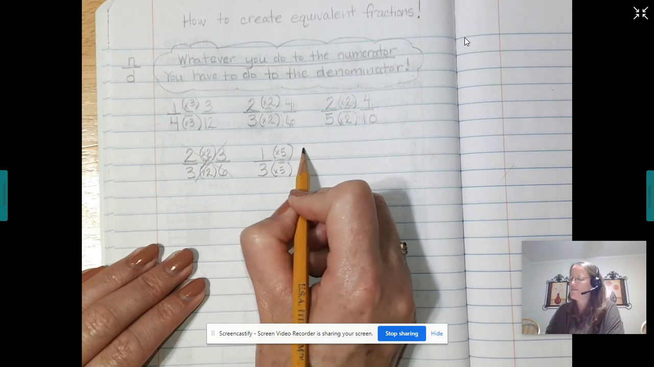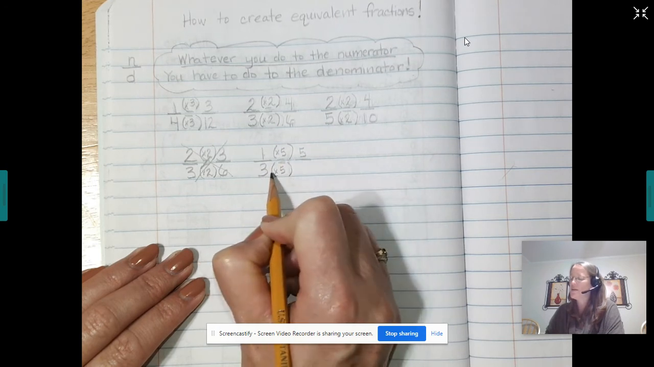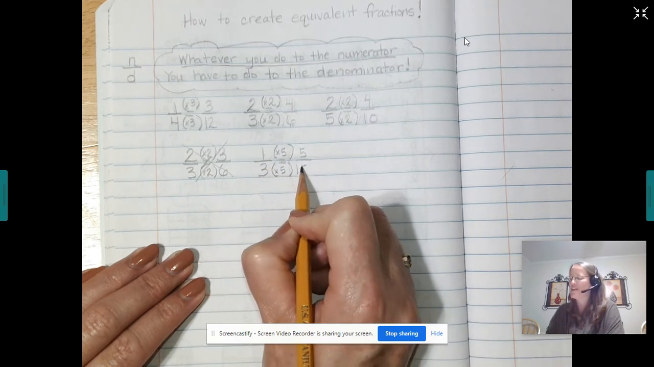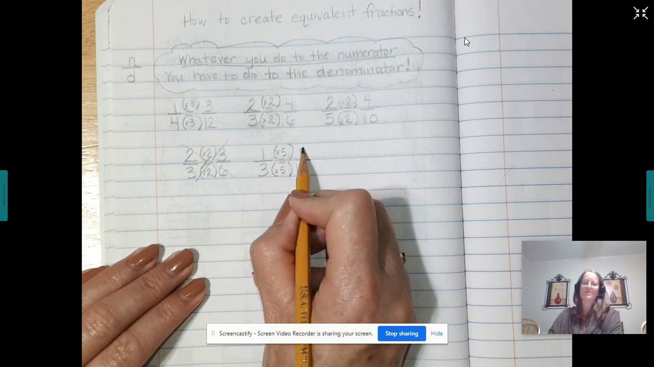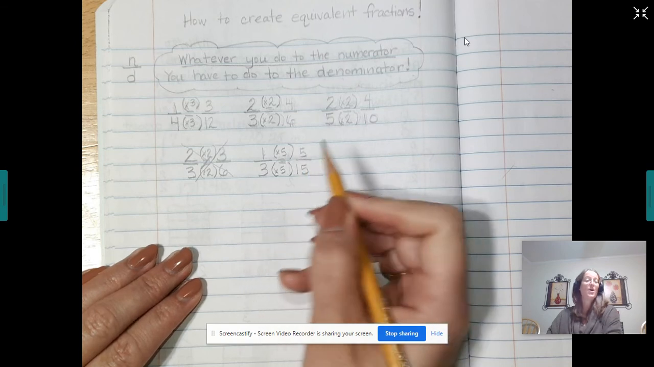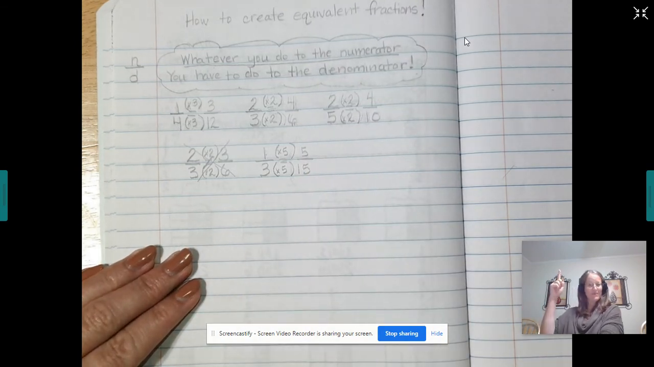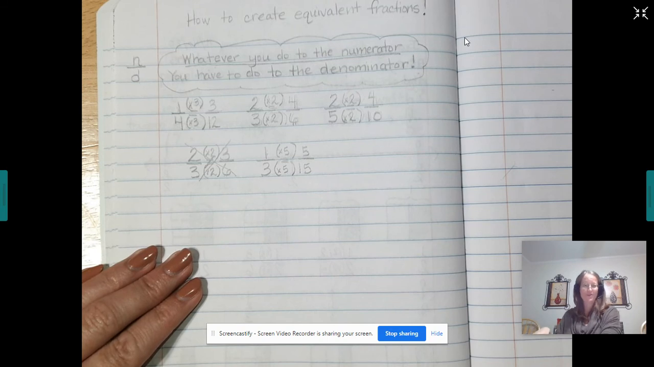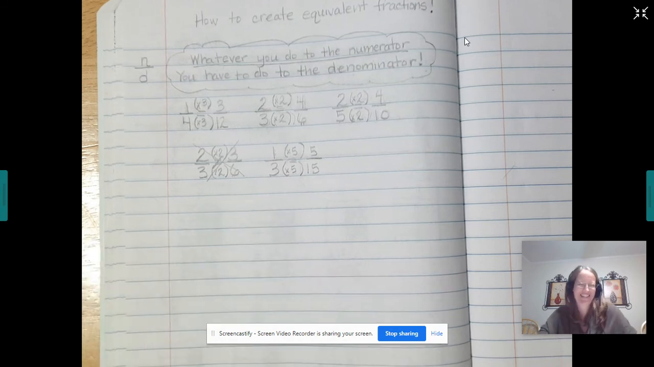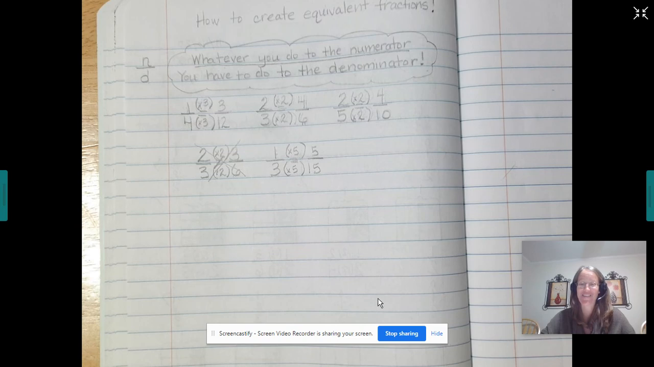1 times 5 is 5, 3 times 5 is 15. 1/3 is equivalent to 5/15. Whatever you do to the numerator, you have to do to the denominator. That's all there is to it.